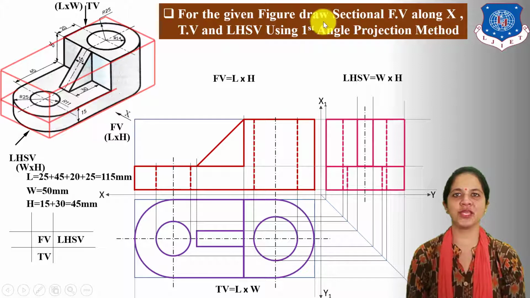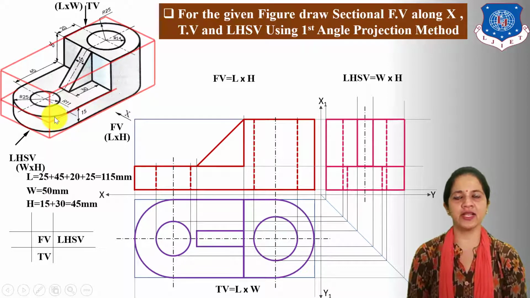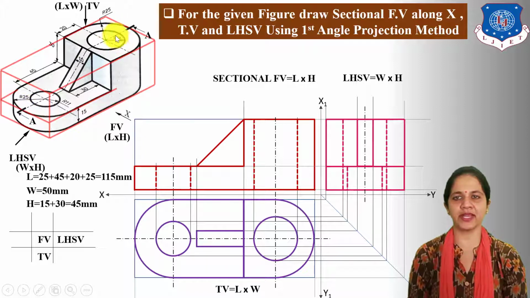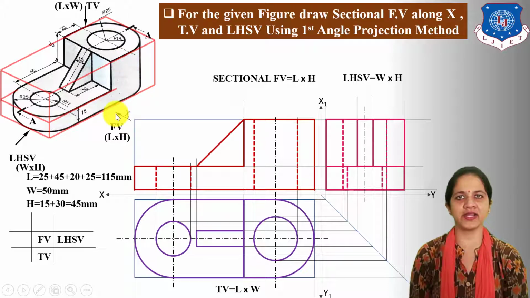Now here as per given data draw sectional front view. Here take section in front view. So assume vertical cutting plane which is parallel to vertical plane. By vertical cutting plane, this object is divided into two parts. When we are taking section from front direction, then remove the portion between observer and cutting plane.